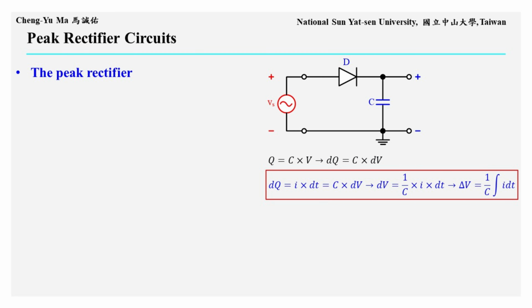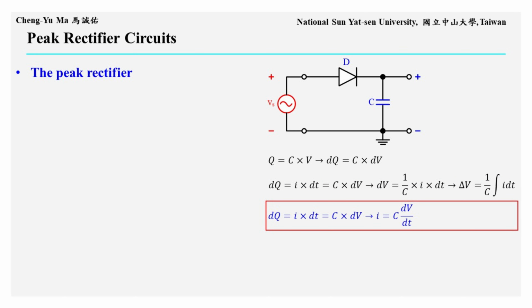For the stored charge in a capacitor to change, charge must flow into or out of the capacitor. That charge flow is current. The charge change delta Q equals the capacitor current I multiplied by delta T. Since delta Q also equals C multiplied by delta V, delta V equals 1 over C multiplied by I and delta T. If we integrate both sides over time, the capacitor voltage change equals the time integral of the capacitor current divided by the capacitance C. Conversely, the current through capacitor C equals C multiplied by the rate of change of the capacitor voltage with respect to time.